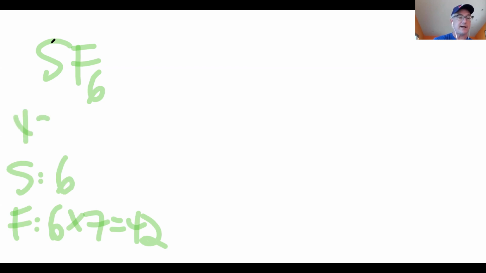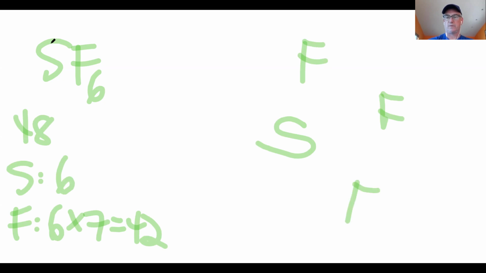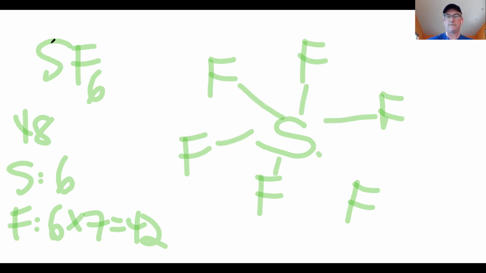So 48 electrons. So let's put our sulfur in the middle and put 1, 2, 3, 4, 5, 6 fluorines around it. So we have 6 bonds, and that's how many electrons?